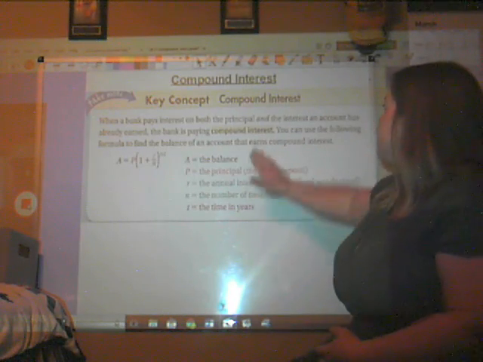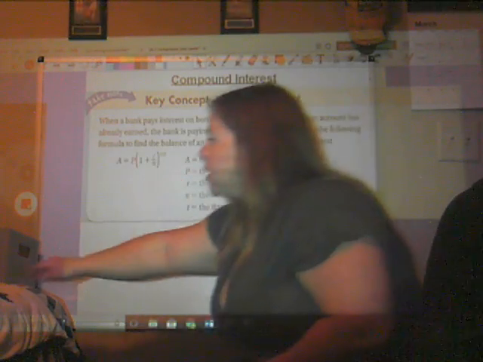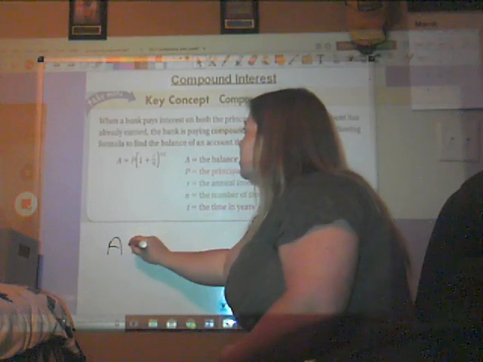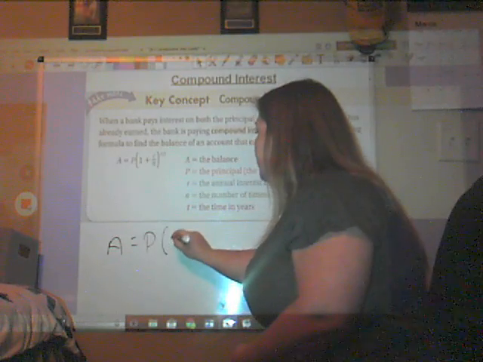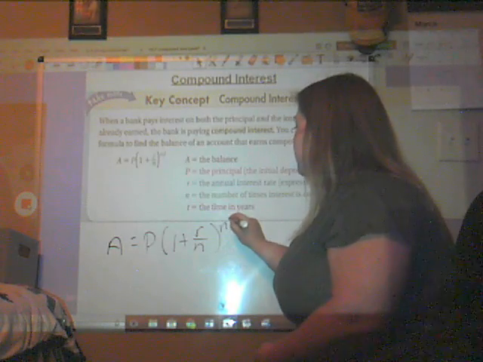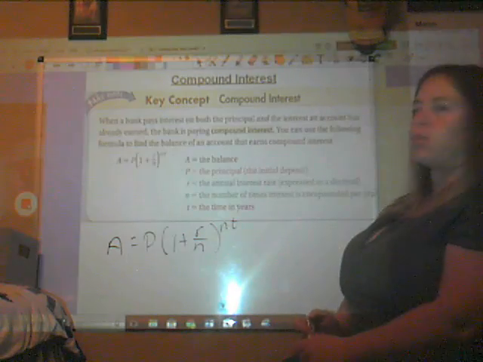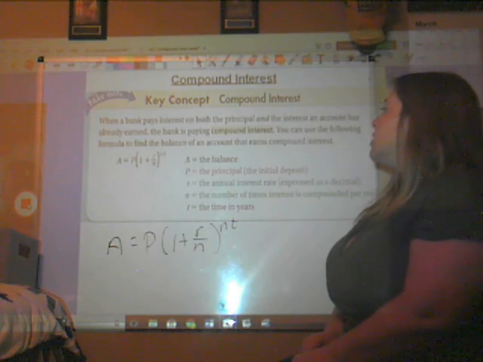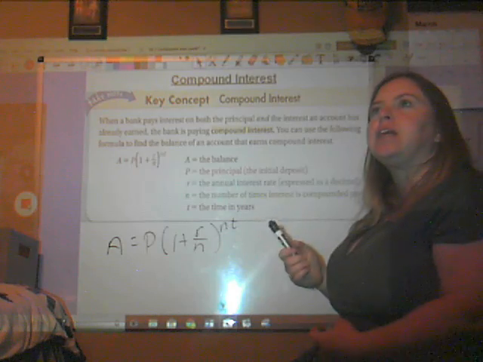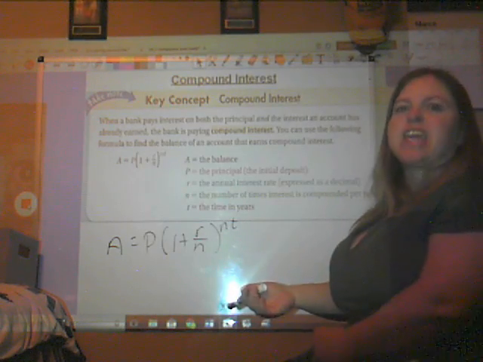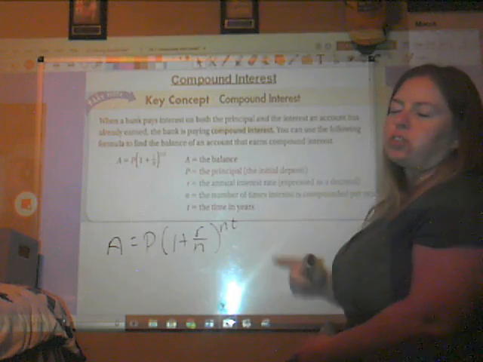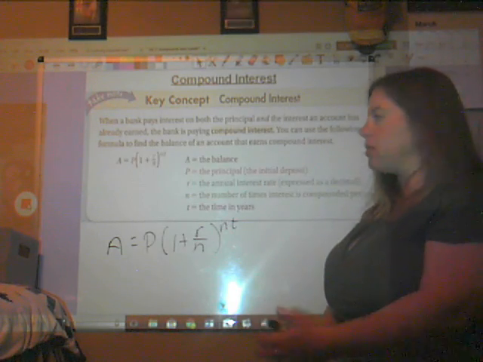So compound interest is this formula, and the formula is, in case you can't see it, A equals P times 1 plus R over N to the NT. And that's the formula we're going to use for this. So A is the balance. A is always how much money you want to end up with. It's the ending amount. P is the principal. The principal is the initial deposit. How much did you start with?